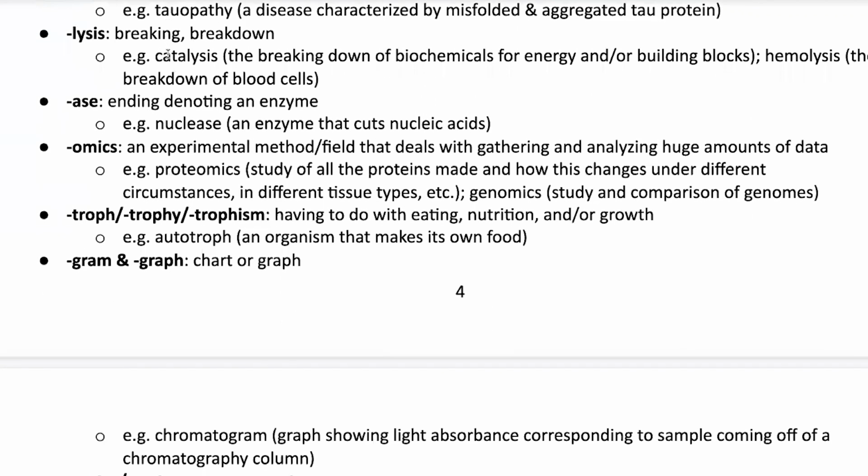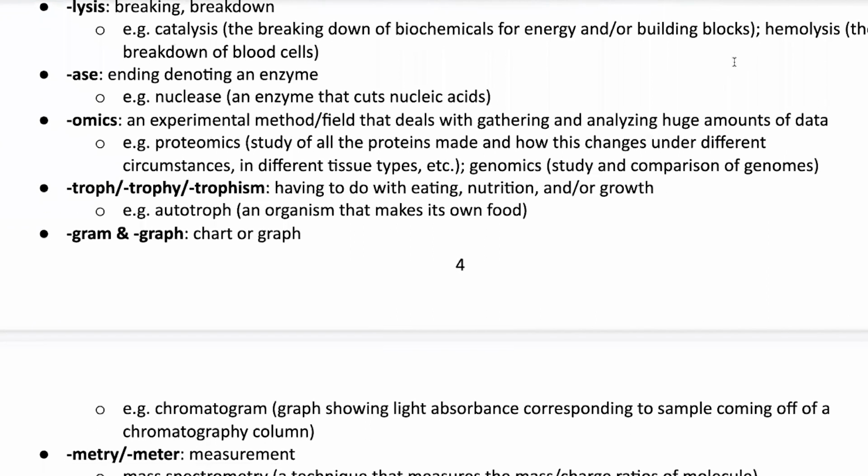Lysis, this refers to breaking or breakdown. So lysis, we can use that term itself. This is when we lyse open cells, we break them, or we can stick it onto the end of other words. So catalysis is going to be the breaking down of biochemicals for energy and our building blocks. We have hemolysis, remember heme with blood. So this is going to be the breakdown of blood cells.